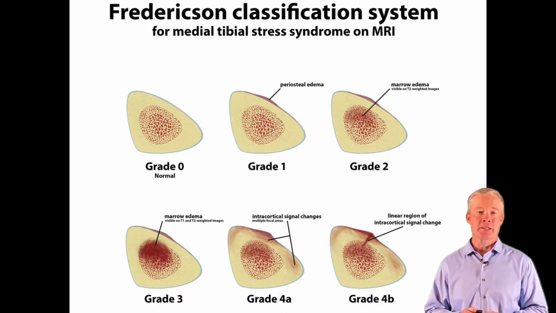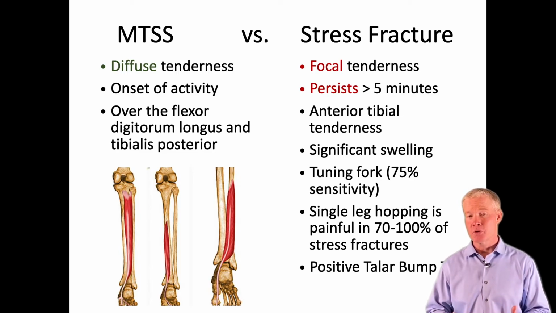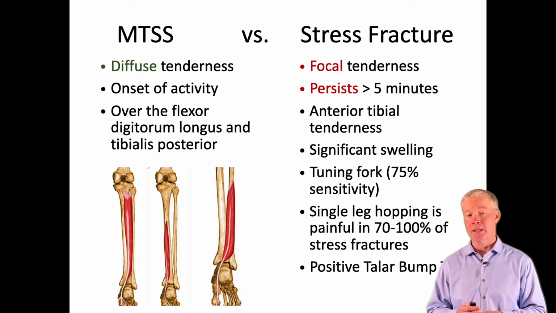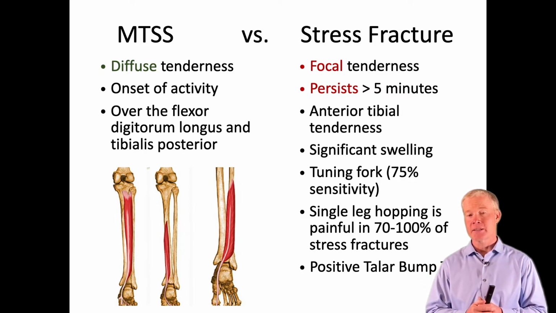Here's a slide about the differentiation of shin splints versus stress fractures. That shin splints are typically diffuse. It hurts when you start activity, and it's most tender over the flexor digitorum longus and tibialis posterior. Whereas a stress fracture is focal, the pain persists more than 5 minutes. There's oftentimes swelling. If you put your vibrating 512 megahertz tuning fork over the area, 75% of the time, that's going to light up and be uncomfortable in a stress fracture.